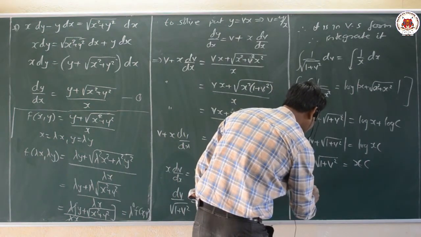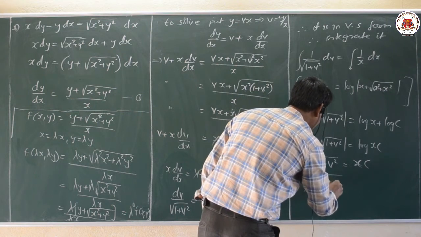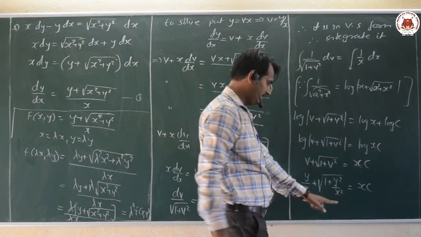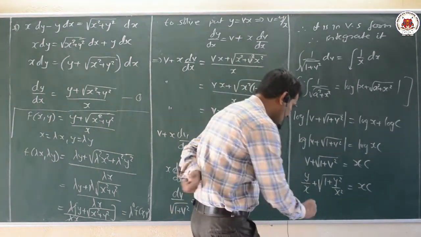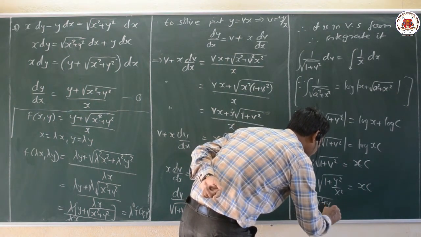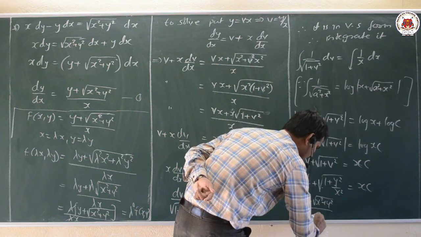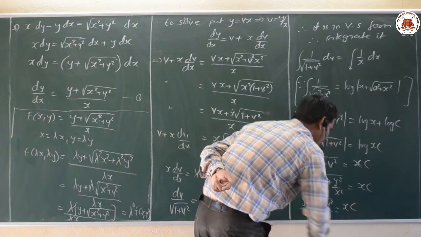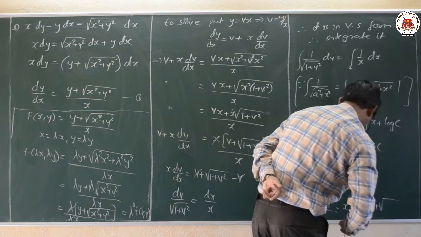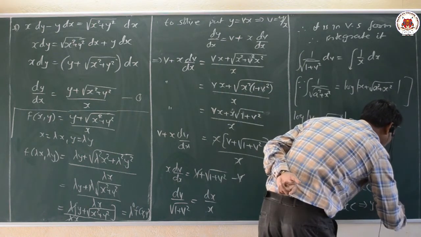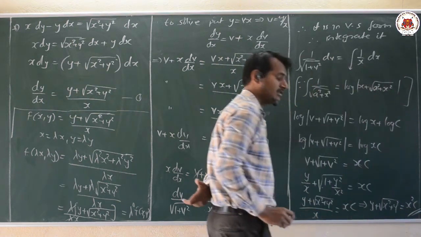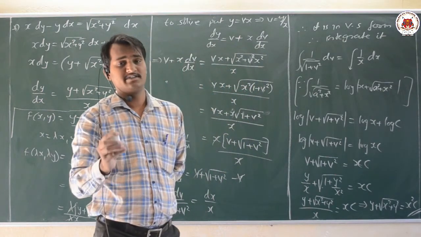What we get is y by x plus the root of 1 plus y square by x square equals xc. Now you can take, on both sides, y plus the root of x square plus y square, since the root of x square means x divided by x, equals xc. So in turn, y plus the root of x square plus y square is equal to x square into c. That is our required general solution.